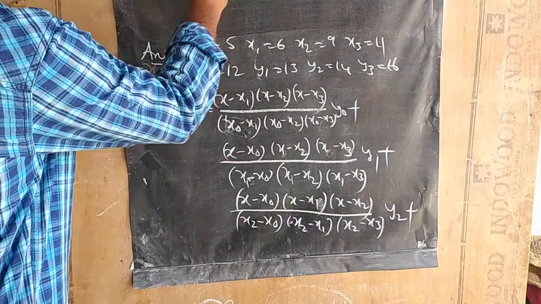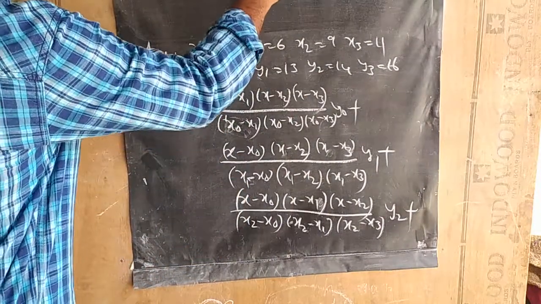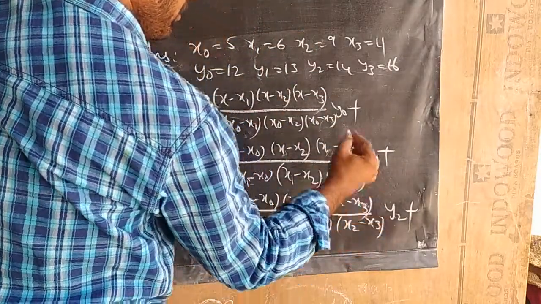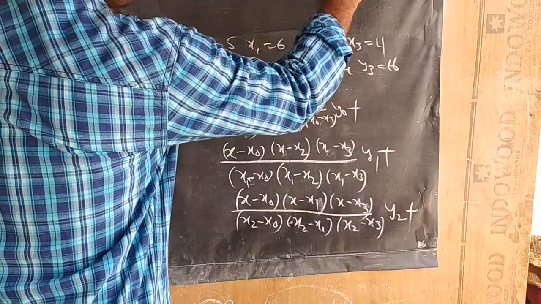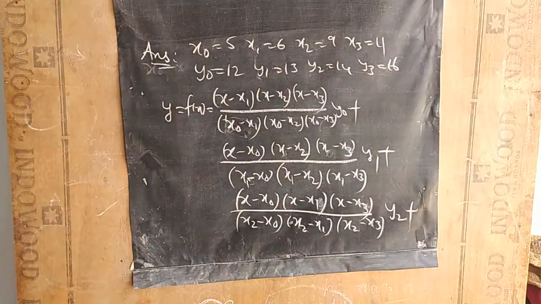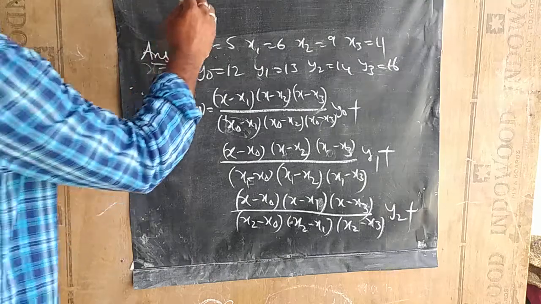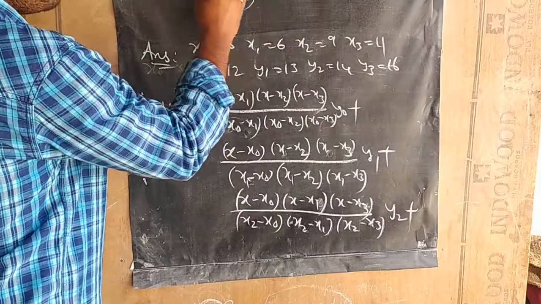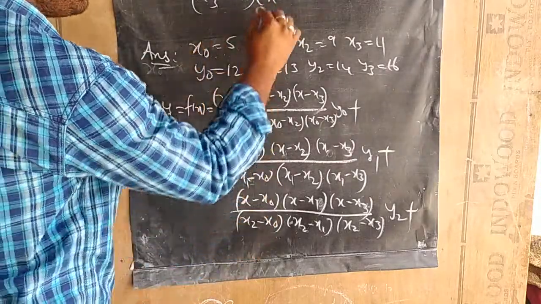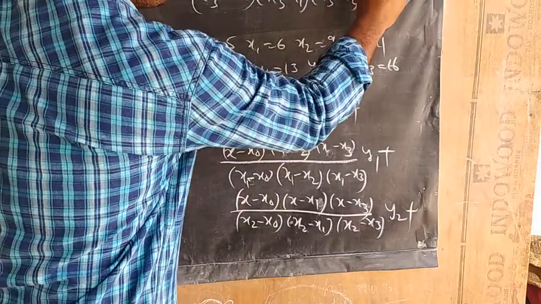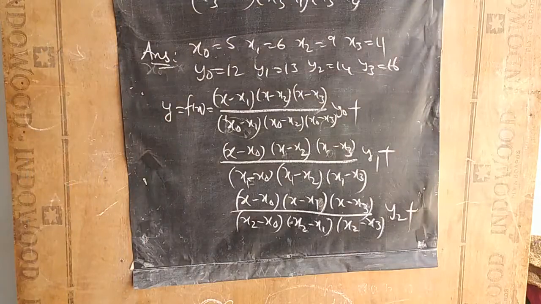So x minus x0, x minus x1, x minus x3, x minus x2, divided by x3 minus x0, x3 minus x1, x3 minus x2, into y3. How to remember this formula?